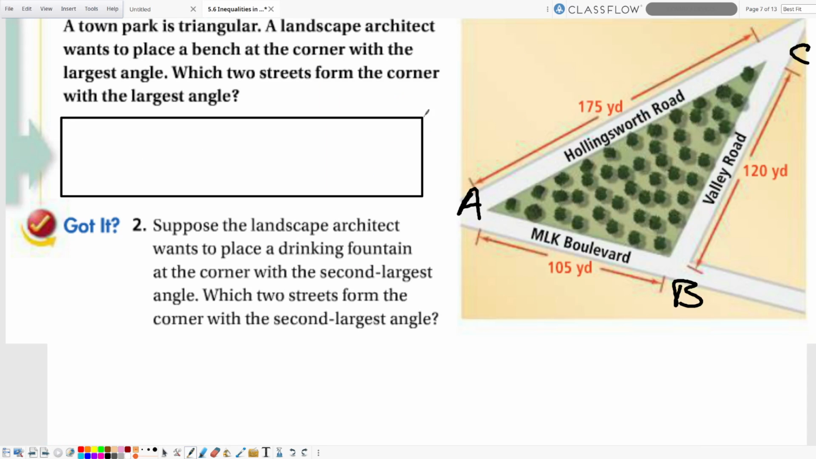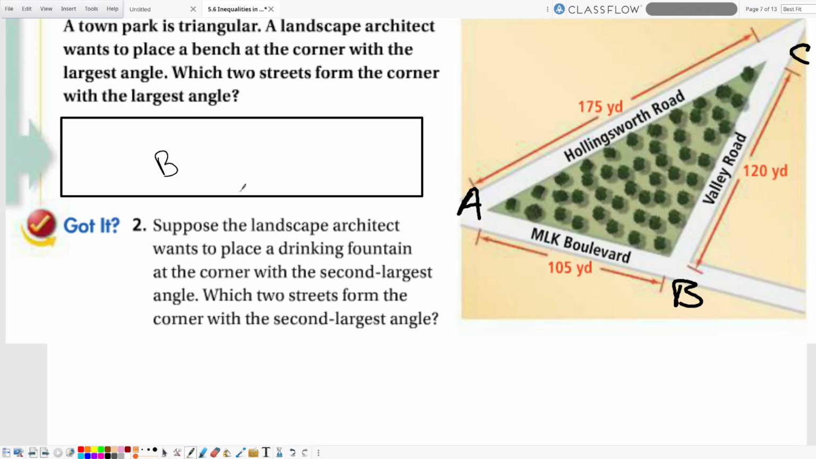So here's an example. We have a town park that is triangular. A landscape architect wants to make a bench at the corner of the largest angle. So I have Hollingsworth Road is 175, MLK Boulevard is 105, Valley Road is 120 yards. So where should I put my park bench if it needs to be at the largest angle? Well, the largest angle should be opposite of the longest side, and Hollingsworth Road is the longest side, so I should put it at the corner of MLK Boulevard and Valley Road, which is down here at angle B.